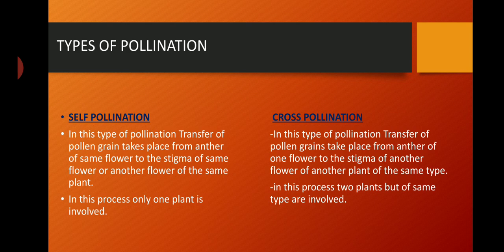In cross-pollination, how many plants are involved? Two plants are involved, but both the plants are of same type. And in self-pollination, how many plants are involved? One plant is involved. Alright, that is why it is called self-pollination. And in cross-pollination, two plants are involved, that is why it is called cross-pollination.